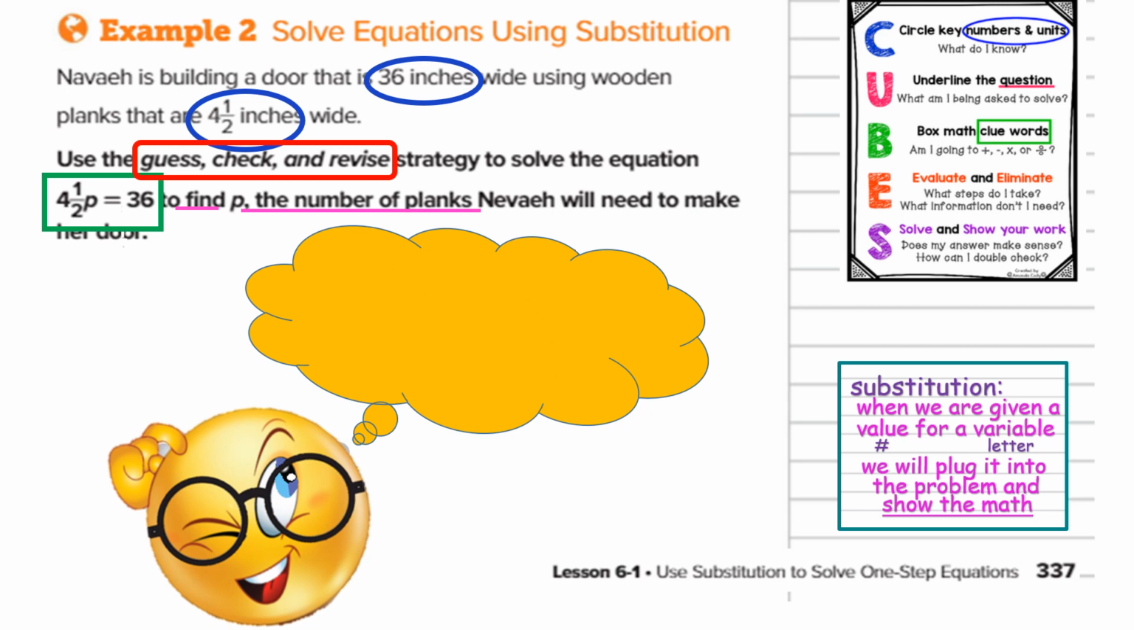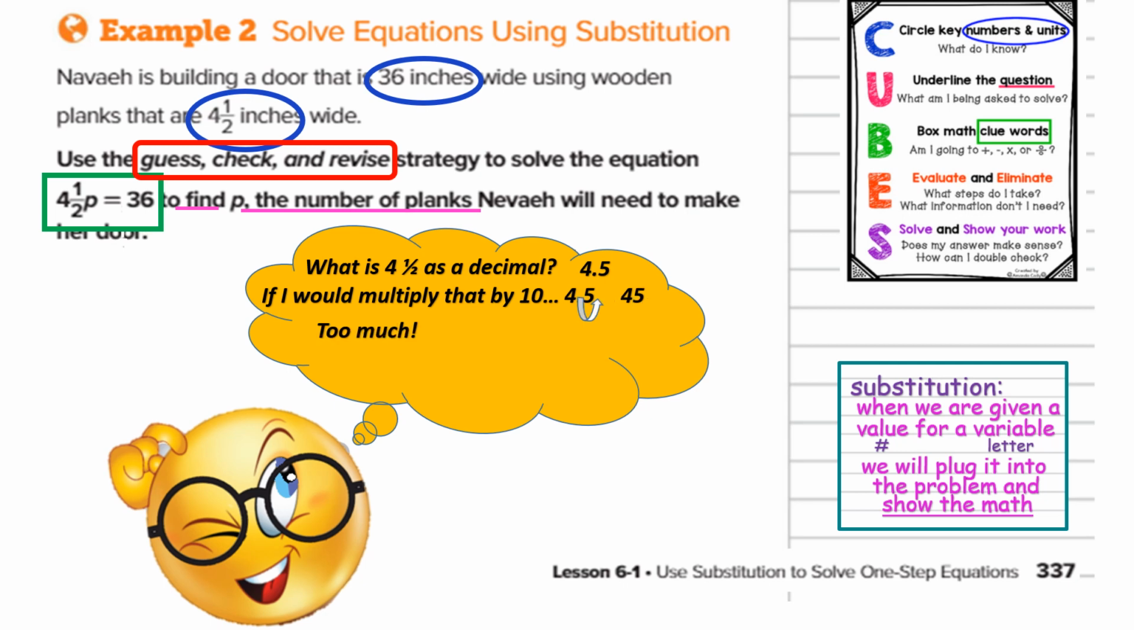So if we start guessing what it is that I need to multiply by, well, let's see. 4 1/2 is equal to what as a decimal? Hopefully you thought, well, that's 4.5, right? Because 1/2 is equal to 0.5. So if that's the case, and as we said earlier, when I multiply a decimal by 10, I just move my decimal to the right one time. And that gives me 45, and that's too much. So I know that it can't be multiplying by 10, right? So I have to go less.